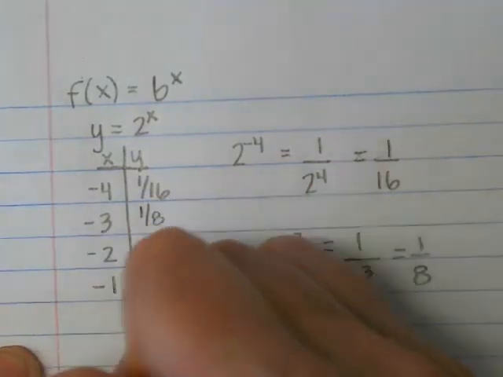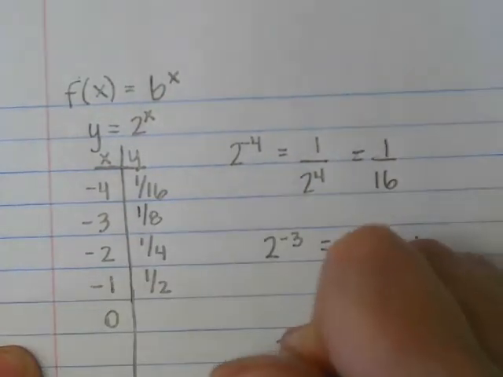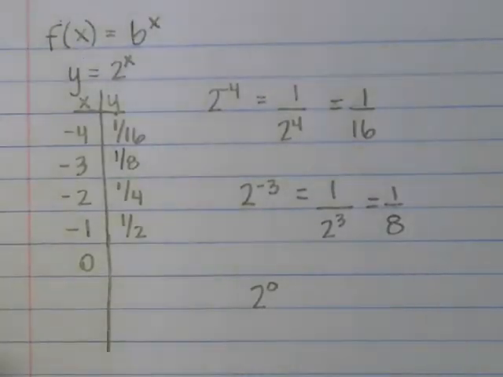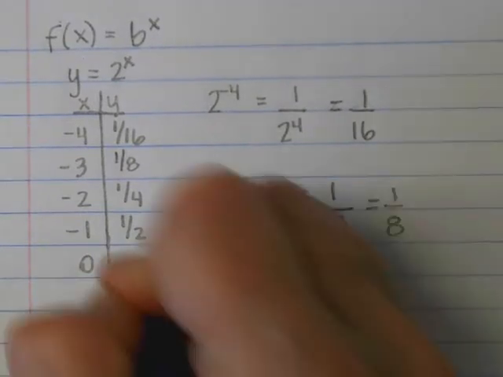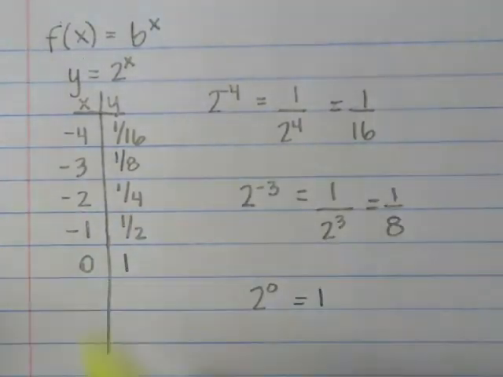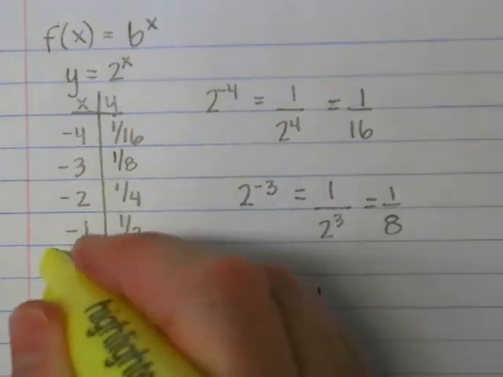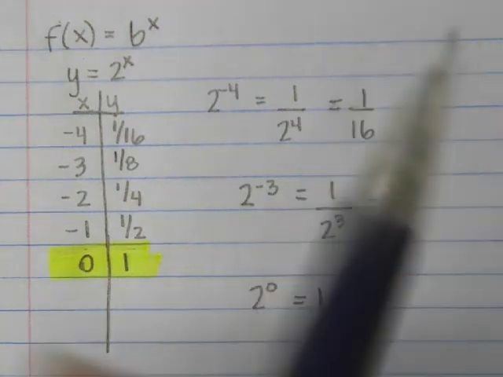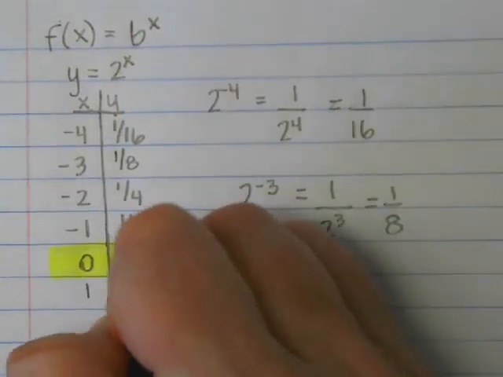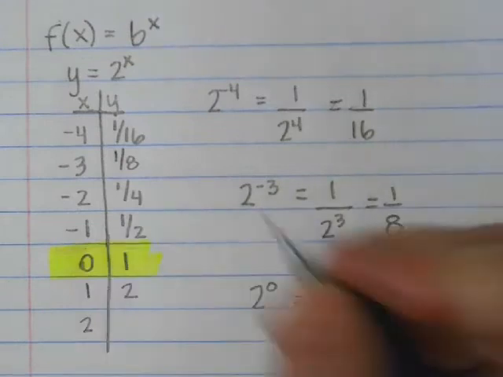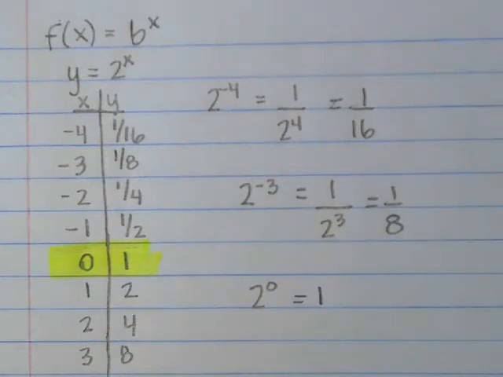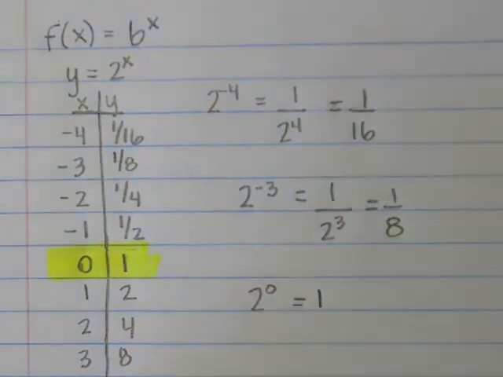Now remember here, anything to the 0 power, it doesn't matter, a billion, a million, XYZ, anything to the 0 power is 1. And this is a very important point on the graph of an exponential function. So I want you to keep that one in mind. Okay, then it's easy from there on out. I put in a 1, that's 2. I put in a 2, 2 squared is 4. I put in a 3, it's 8. Okay, so there's our t-chart, and let's look at what's going to happen when I put that on my graph.